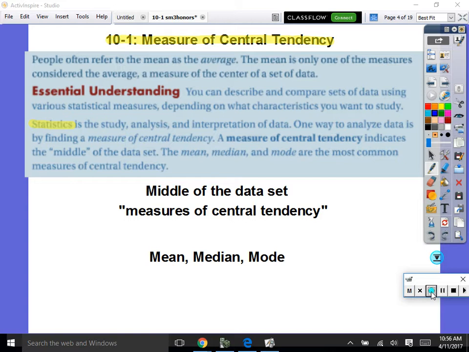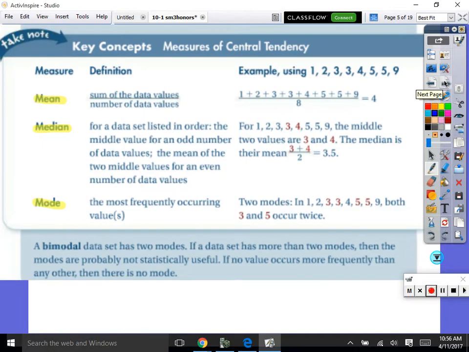So this is our statistics unit. Statistics is the study, analysis, and interpretation of data. If you go into statistics as a major, you can get really good jobs and make a lot of money, and a lot of times it's really pretty simple stuff. One way to analyze data is by finding the measures of central tendency. A measure of central tendency indicates the middle of the data set. Mean, median, mode are the most common measures of central tendency. We already know how to find those, so I'll just remind you.